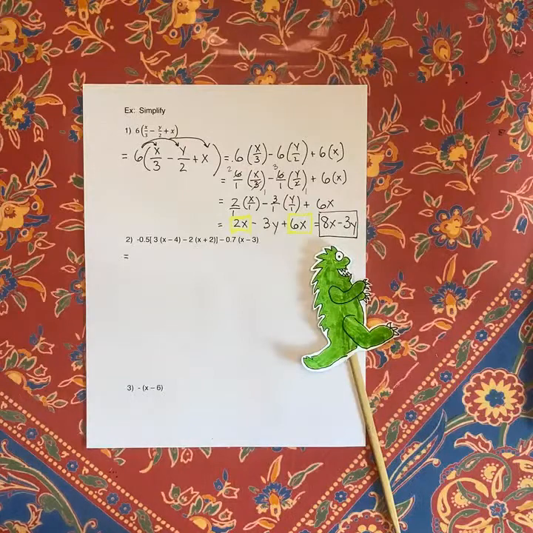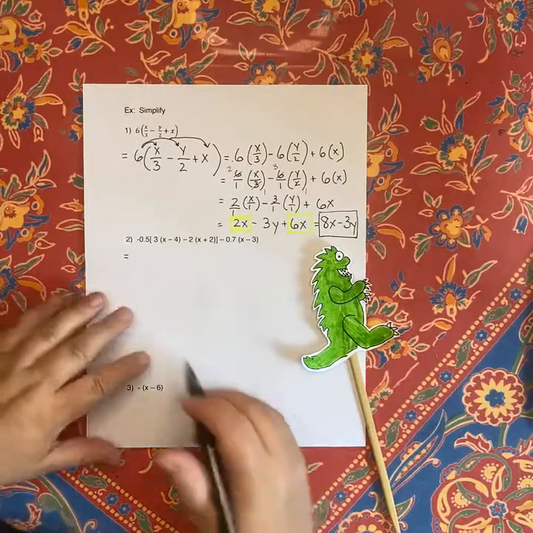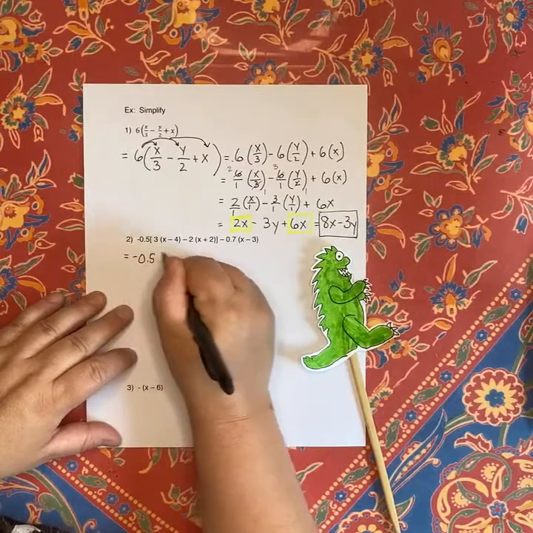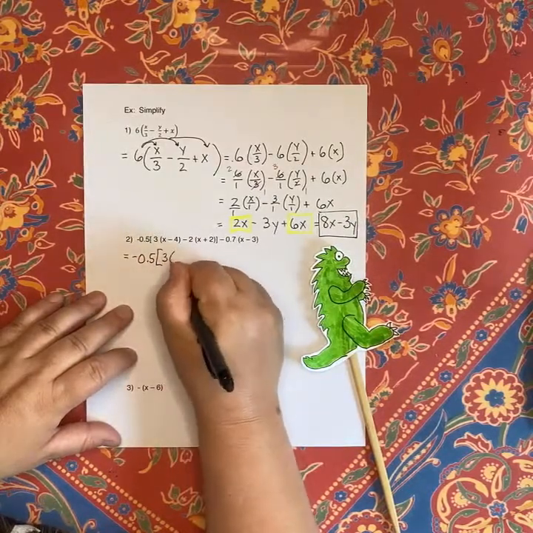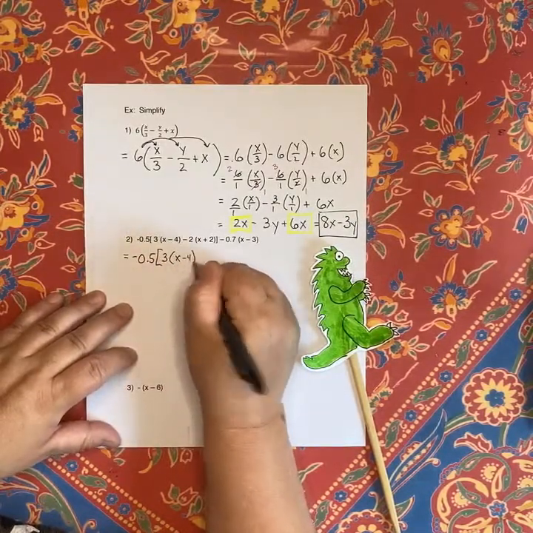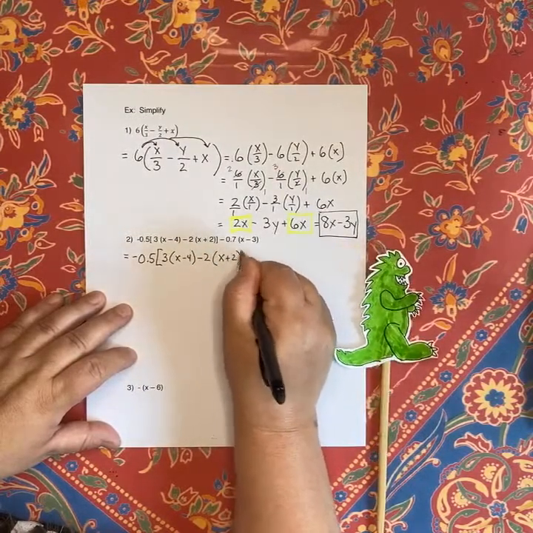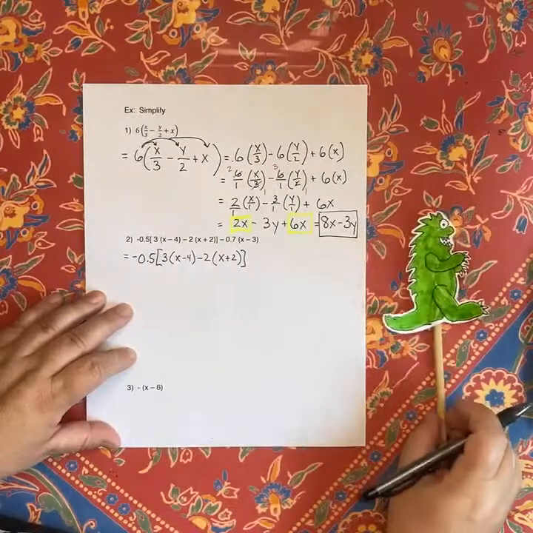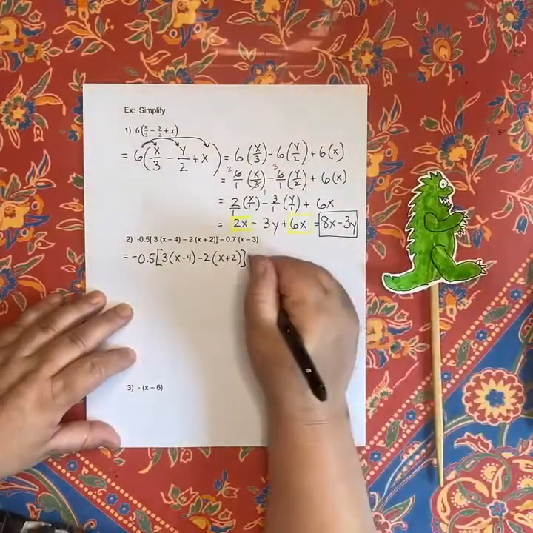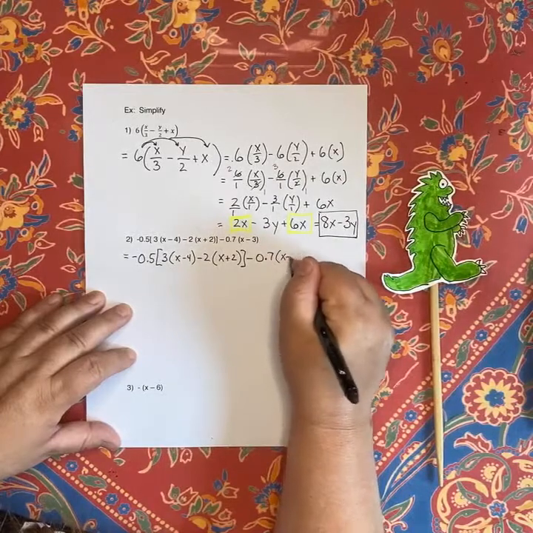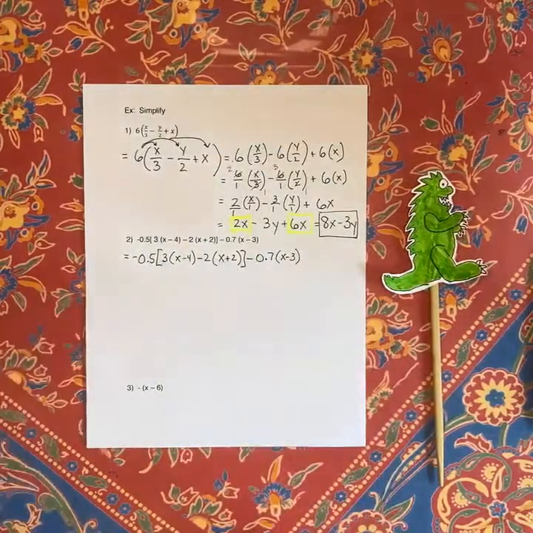This is a hard problem. I'm taking off the glasses so I can really see. I've got negative 0.5 times the quantity 3 times the quantity x minus 4 minus 2 times the quantity x plus 2, minus, and Godzilla's going to sit over here, minus 0.7 x minus 3 times the quantity x minus 3.